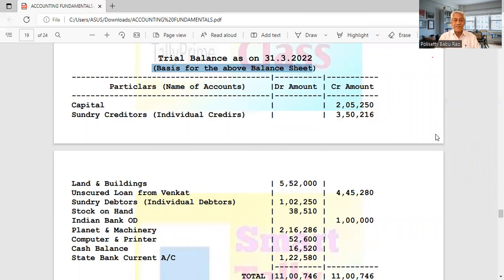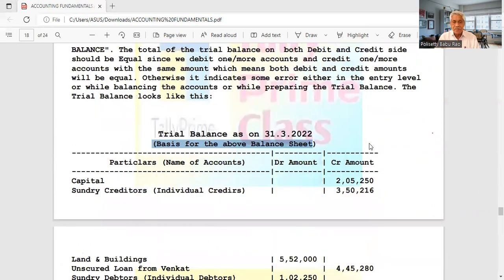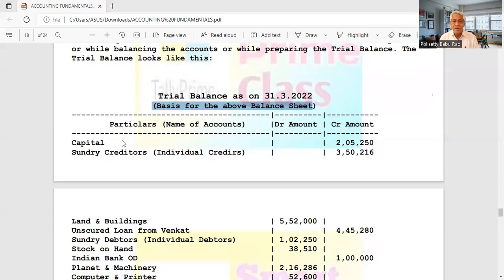Okay. Then see here, trial balance as on 31st March 22. Name of the accounts, debit amount, credit amount. Capital means the proprietor introduced the amount to the business. He gave it to the business. He is a creditor. Instead of his name, we write it as capital. When he is giving any amount to the business, we write it in capital. When he is taking anything from the business for personal use, we write it in drawings account.